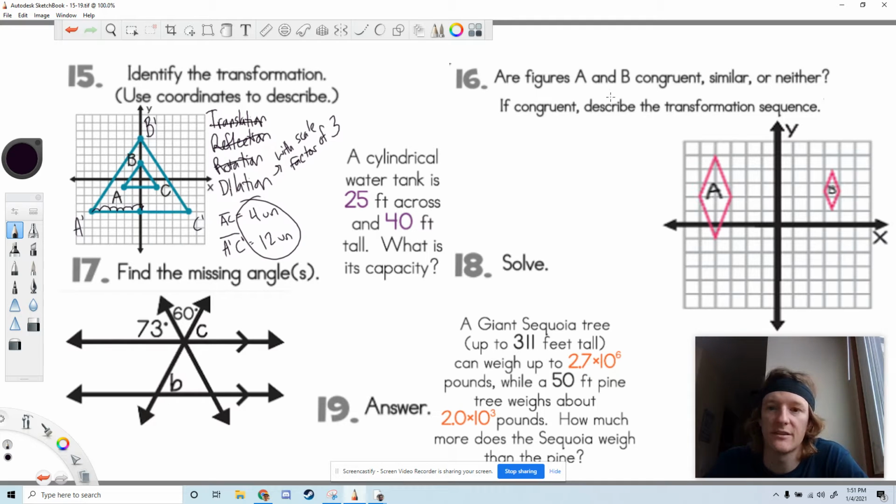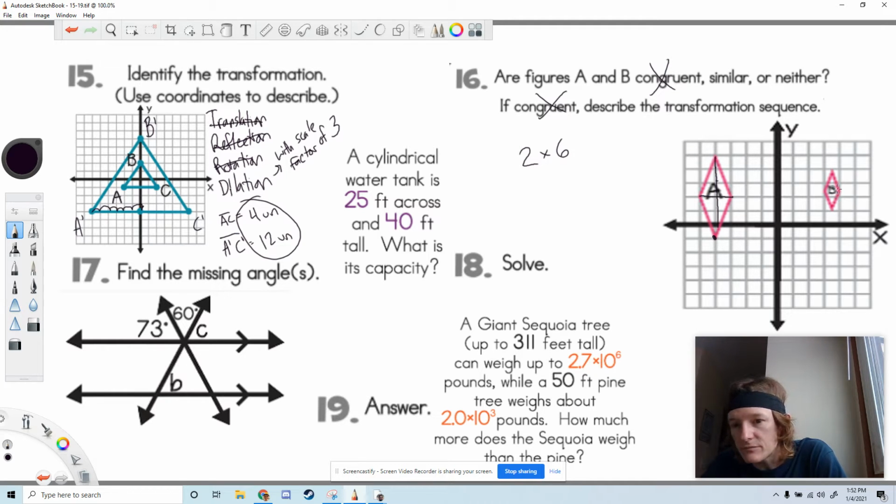Number 16, we need to decide, are these congruent, similar, or neither? Congruent means exactly the same size and shape. Well, clearly one of them is smaller than the other, so it's not congruent. Similar or neither. Now we need to decide, are they similar? Do they follow the same ratio? I can see A's width is 2. Its height is, let's see, from here we go up 1, 2, 3, 4, 5, 6. It's 2 by 6.